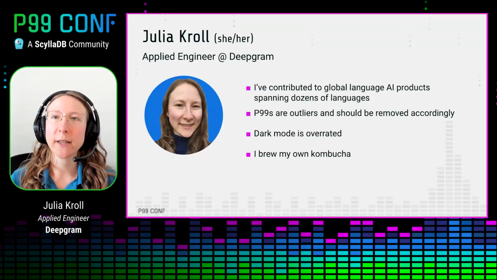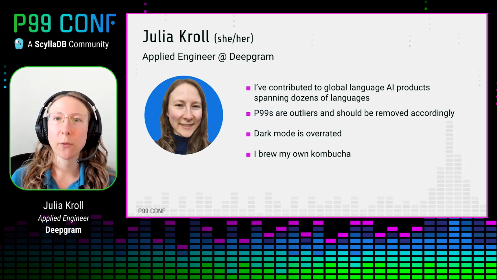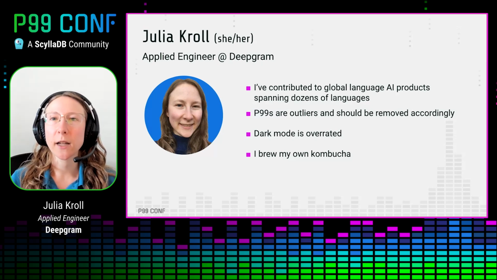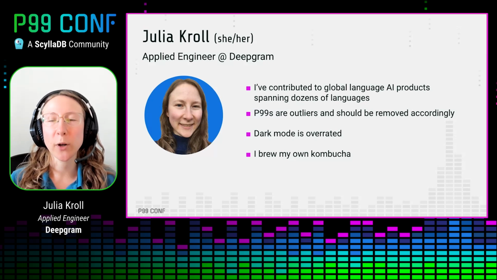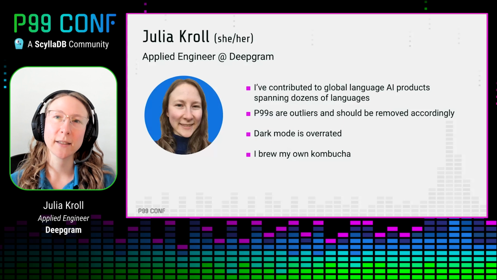A little bit about myself first. I've contributed to global language AI products spanning dozens of languages. Earlier in my career, I worked on language expansion at Amazon Alexa, and now at Deepgram, I work on speech-to-text voice transcription, and we have models that support over 35 languages and dialects.